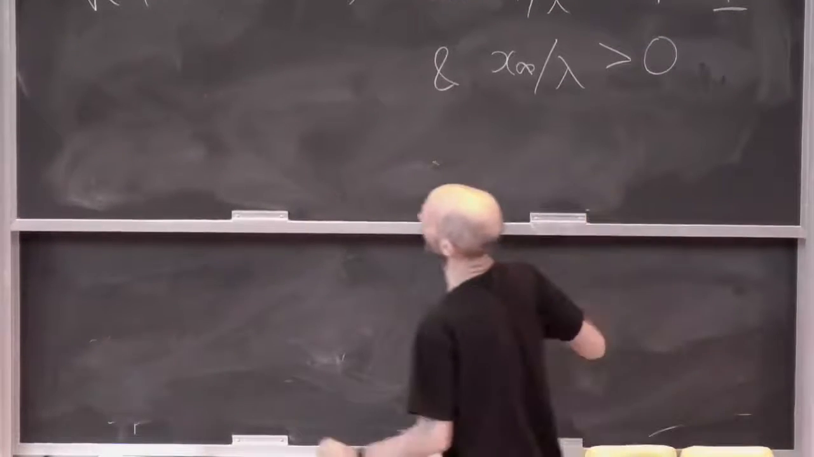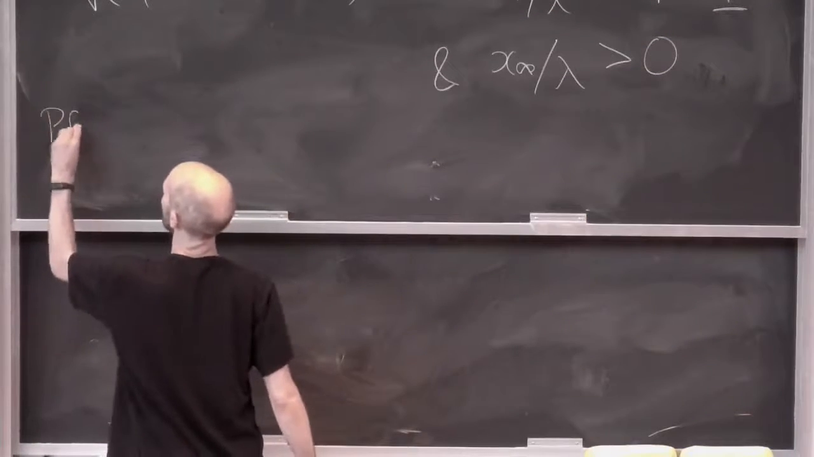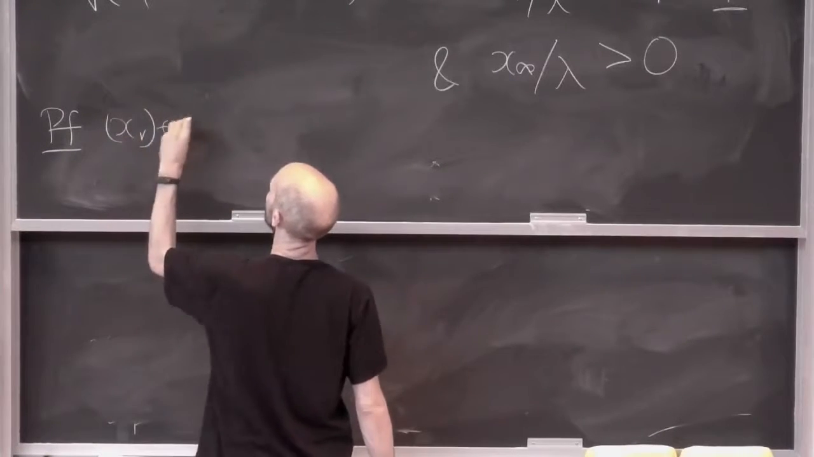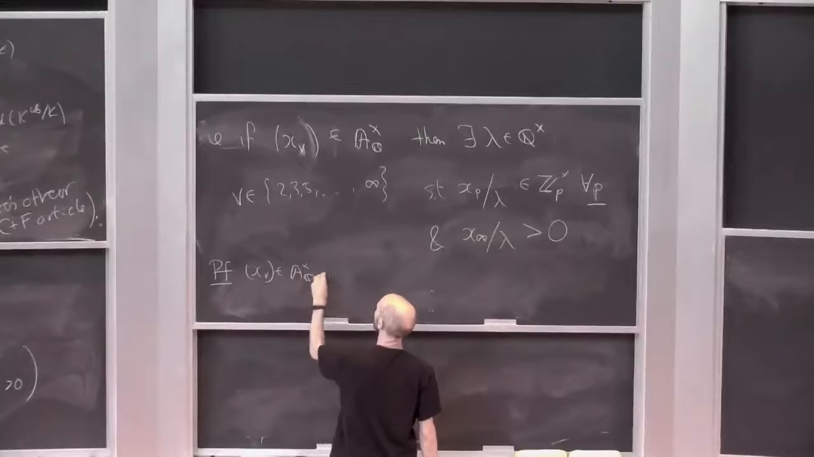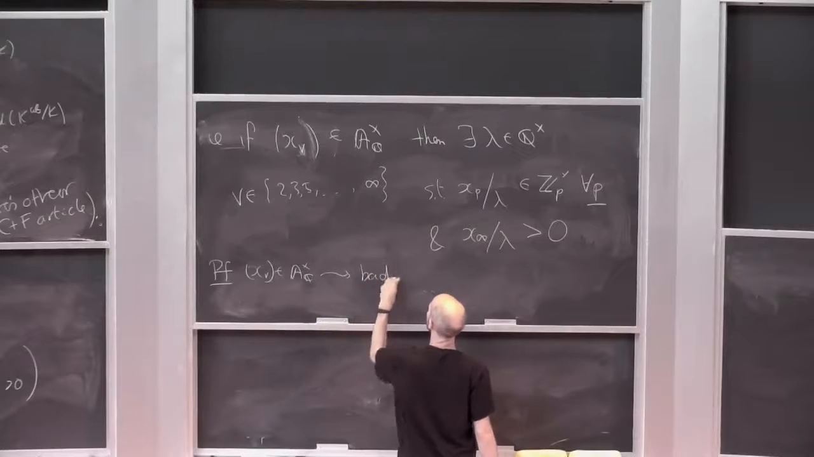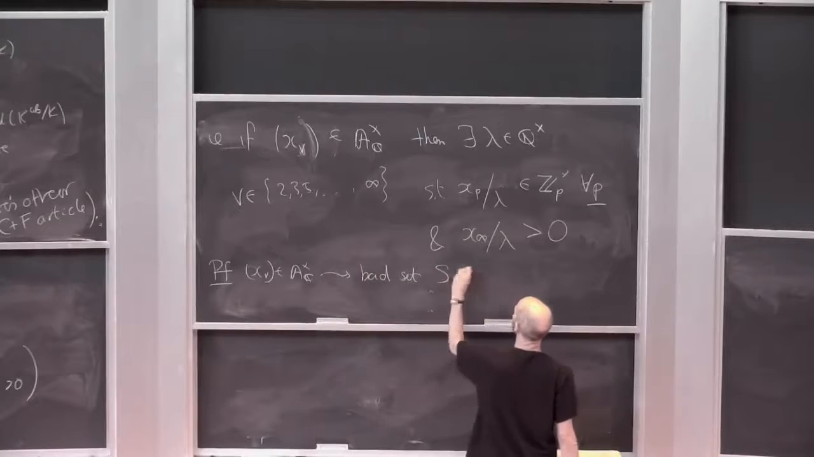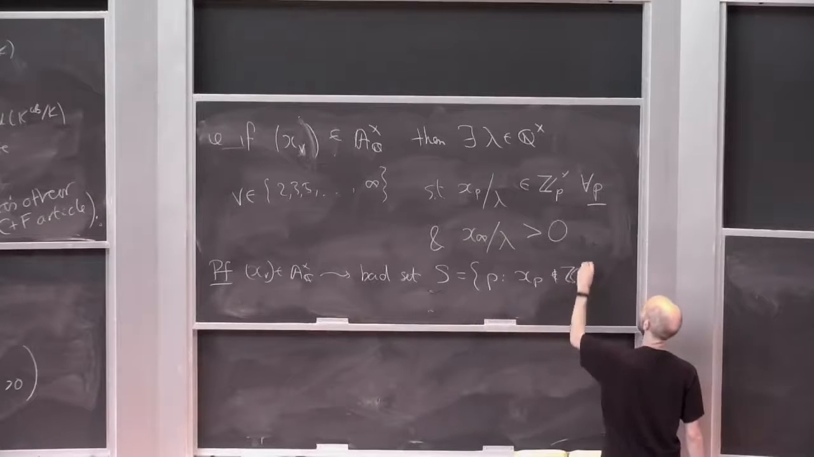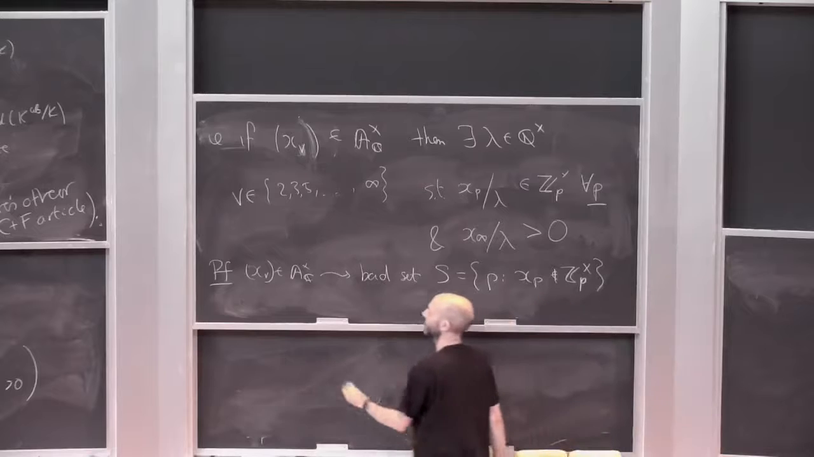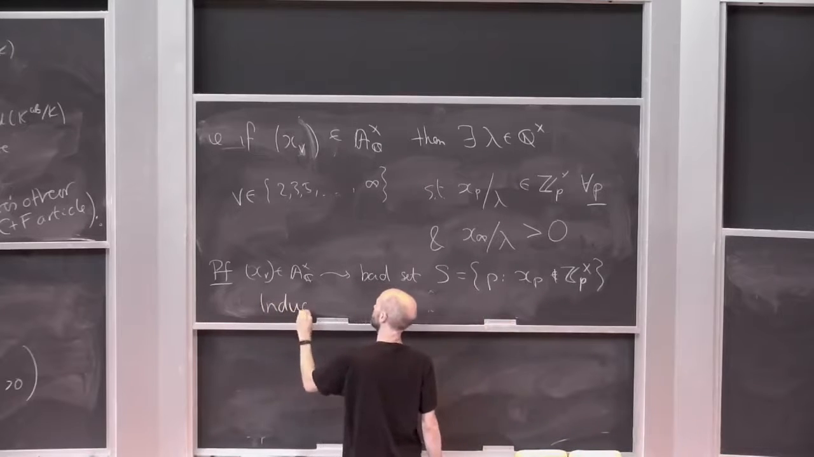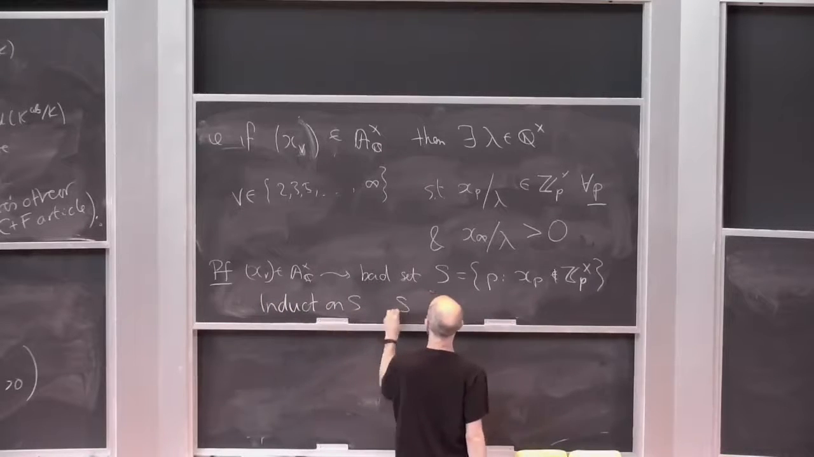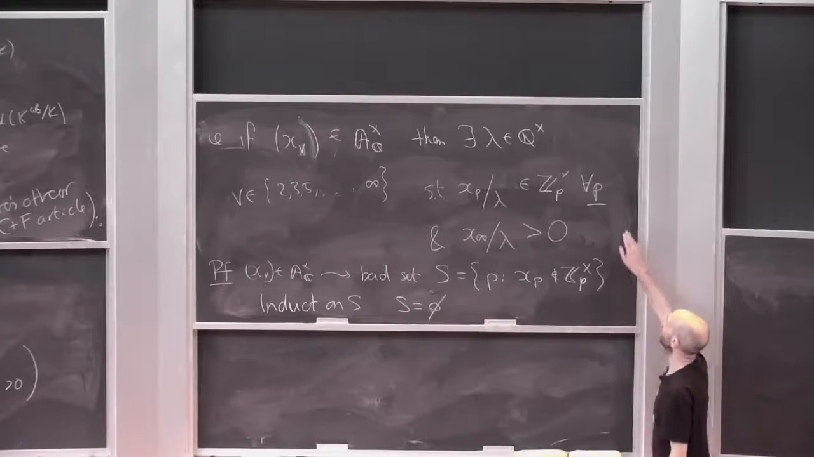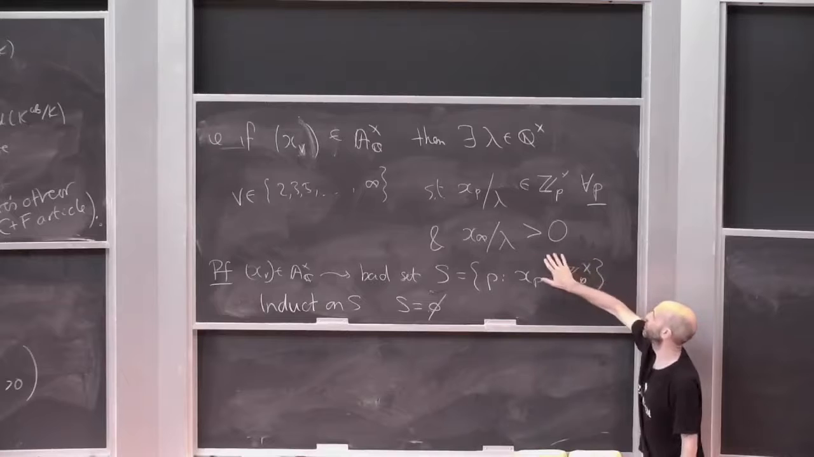So how's this proof going to go? It's going to be induction on the bad set again. So I've got this x_v in A_Q star, and some bad set S equals the primes p such that x_p is not in Z_p star. And we're going to prove it by induction on S. If S is empty, then there's only one thing we need to do. If S is empty, then this is true, and we just have to sort this out.